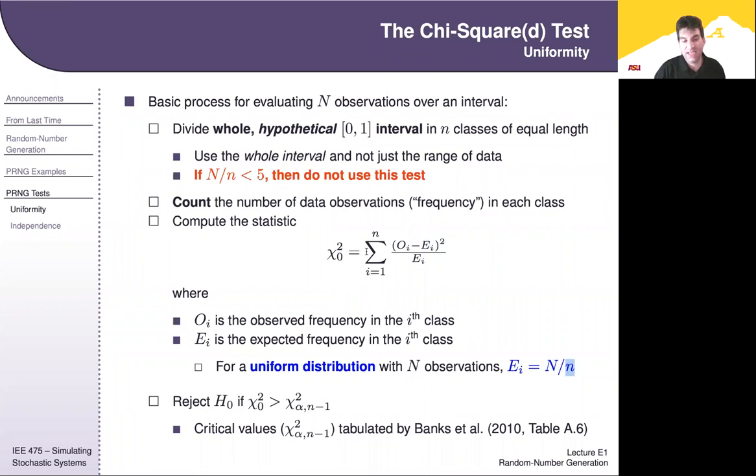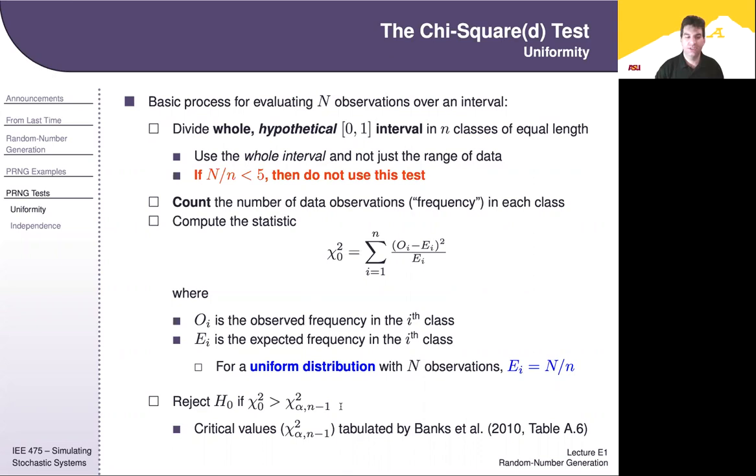And then if this chi-squared value is too large, and so we have to look up in a table to figure out what we mean by too large, then we reject the hypothesis of uniformity. You can think of the chi-squared statistic as the distance from the expected distribution. So if that distance is too large, then we are not meeting the expected distribution. Now, what defines too large?